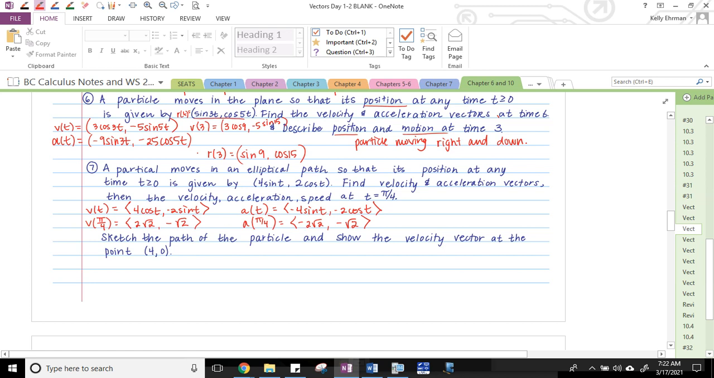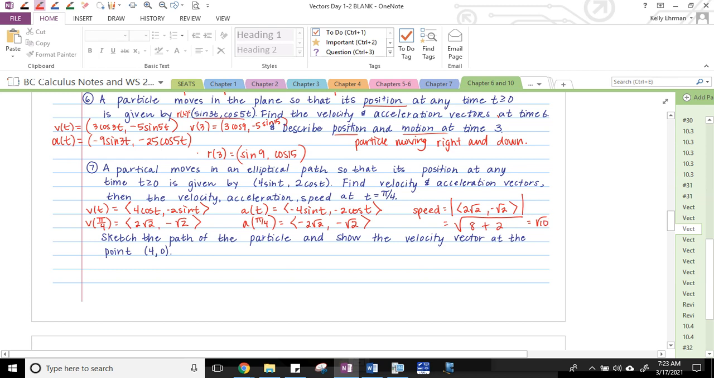I could also talk about the speed. Remember this. When velocity and acceleration are opposite signs, it's slowing down in the horizontal direction, but it's speeding up in the vertical direction. And then speaking of speed, it's not absolute value, it's the magnitude of 2 radical 2, negative radical 2. That is the square root of 2 radical 2 squared is 4 times 2 is 8, plus 2 is the square root of 10.